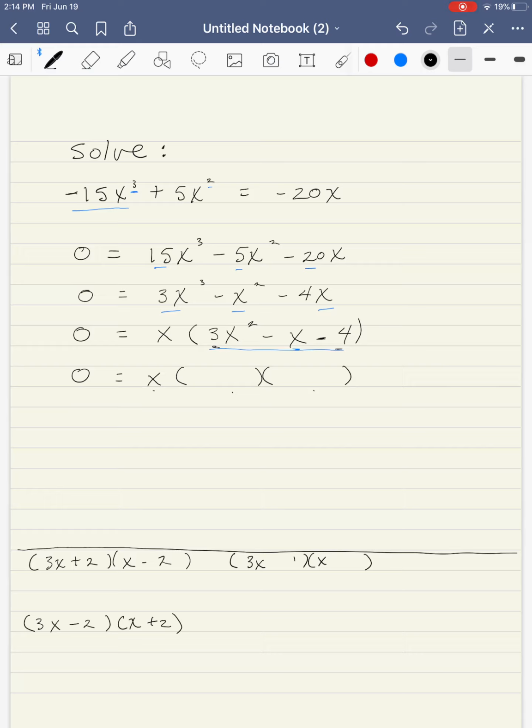Or I could have a 1 and a 4 with one positive and one negative, or the other way around.